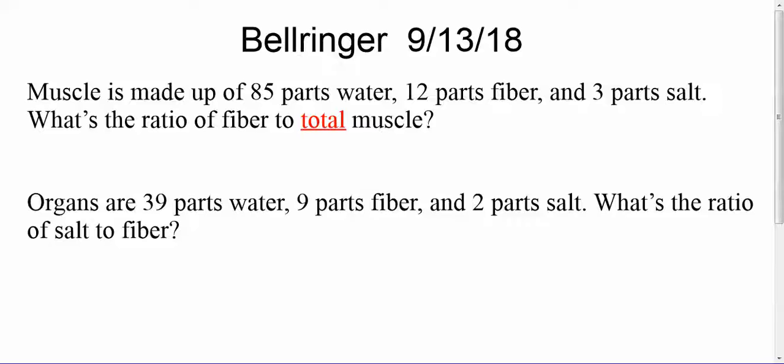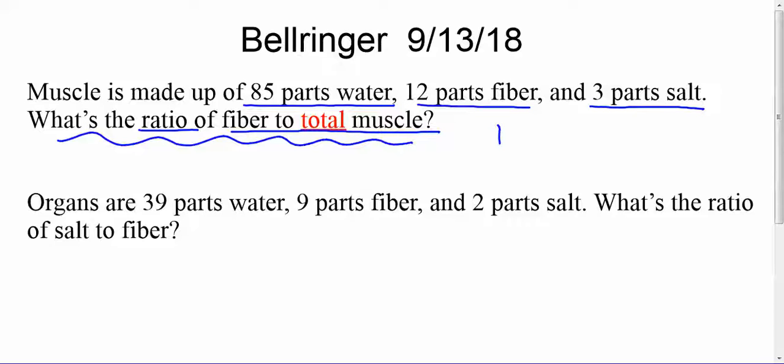So the key things here is that there's 85 parts water, 12 fiber, 3 parts salt. We want the ratio of fiber to total. So fiber was 12, total was made up of the 12, the 3, and the 85, so that adds up to 100. So the ratio is 12 to 100.